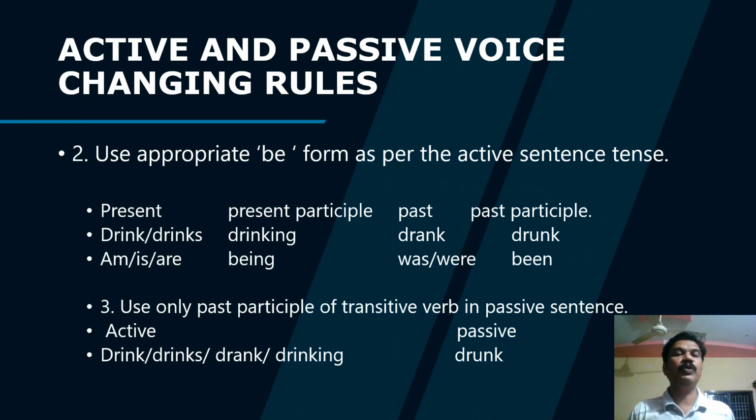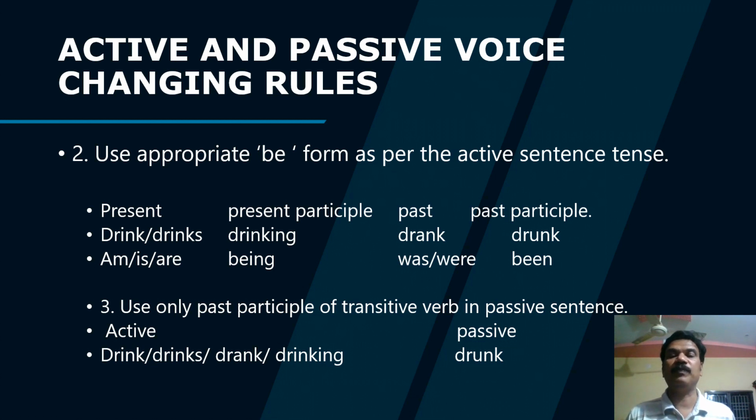Rule number 2. Use the appropriate be form as per the active sentence tense. See, present, present participle, past, past participle. One main verb is given as a model verb to identify the tense to use the appropriate be form. Drink, drinks: am, is, are. This is the present cycle of be form. You should use only am, is, are. You should not go for the second cycle of be form.